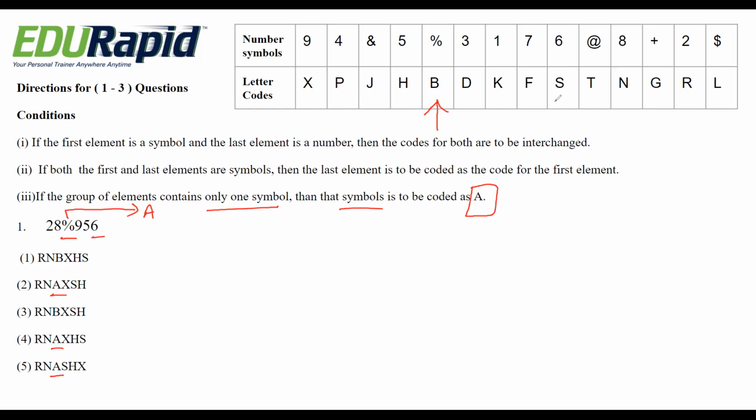For 6, it is coded as S. Among these remaining options, only one has S as the last element, and for 5 it is H, while in the fifth option it is X. So we can say that option 4 is the right answer.